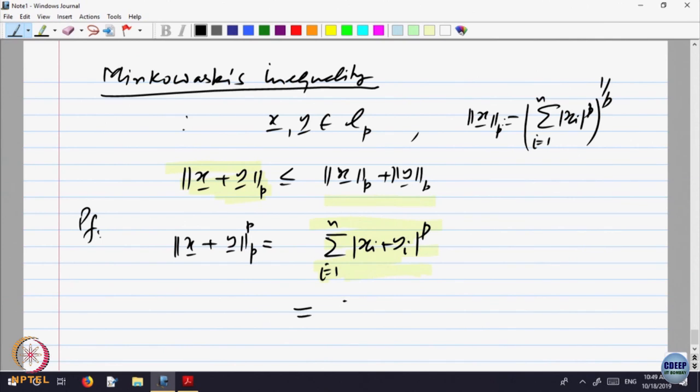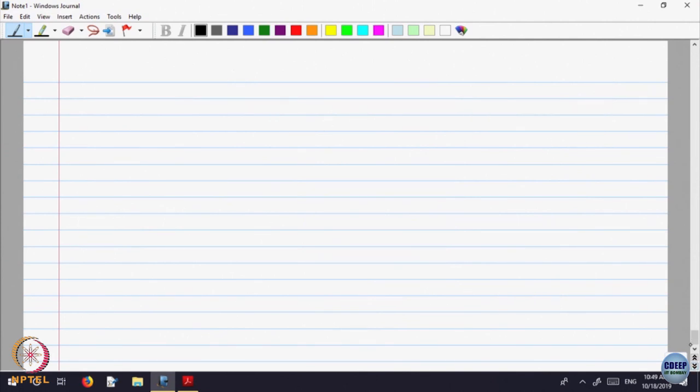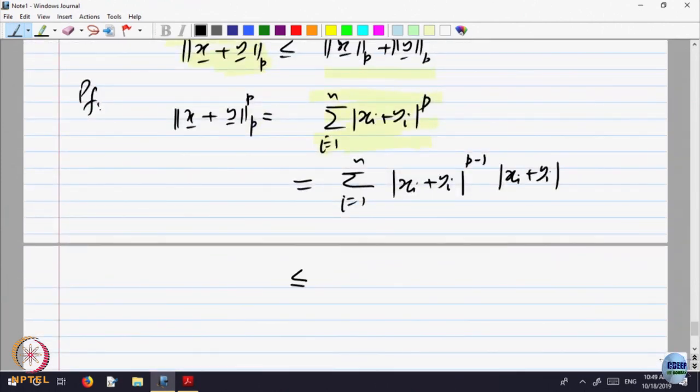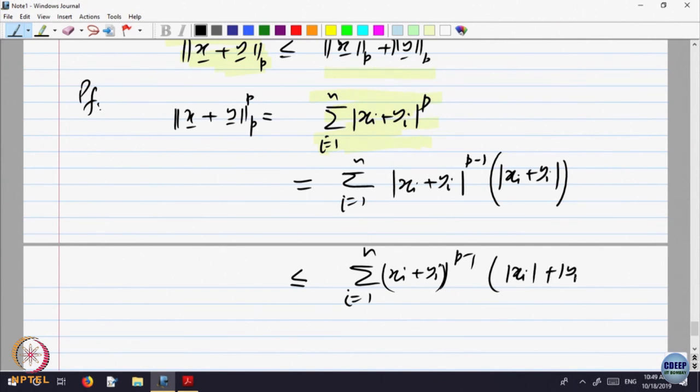So, write this equal to summation i equal to 1 to n mod x_i plus y_i raised to power p minus 1 into mod x_i plus y_i, right. Is that okay? Why am I doing that? Because this gives me immediately that this is less than or equal to, if I look at this quantity, mod x_i plus mod y_i. So, let us write that: summation i equal to 1 to n, mod x_i plus y_i raised to power p minus 1 into mod x_i plus mod y_i.